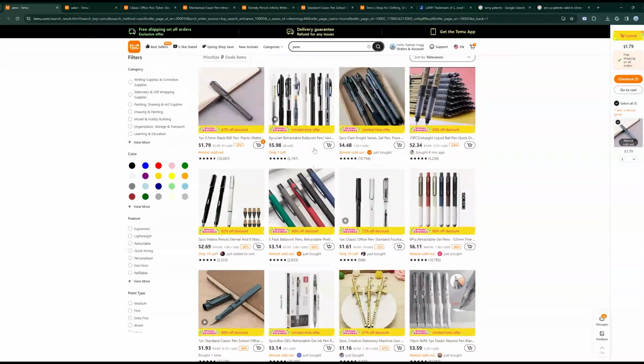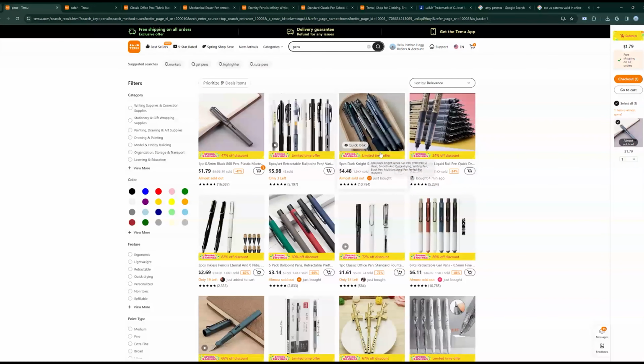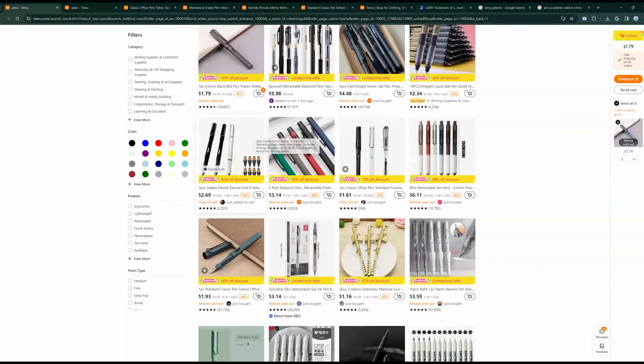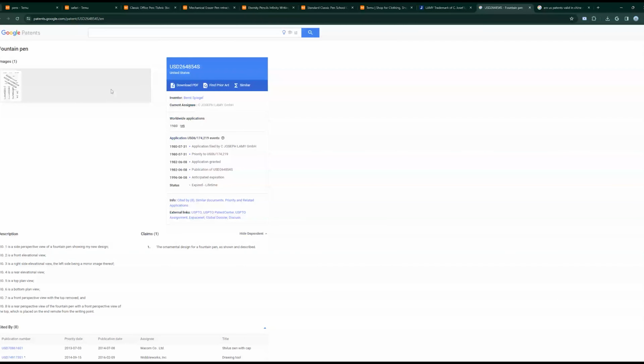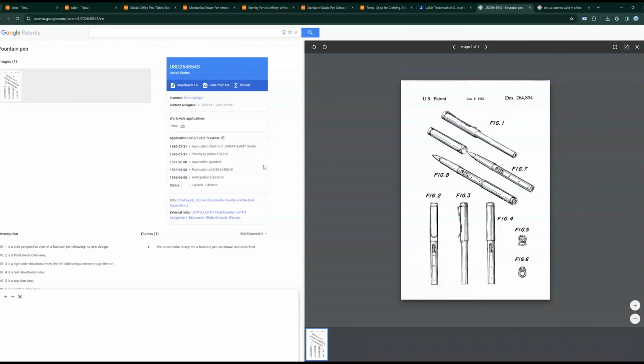Given that most of these pens are knockoff Lamy Safaris, I figured the best place to look would be at the patent for the design. And wouldn't you know it, it expired in 1996. So I guess people just have free rein to use this design.